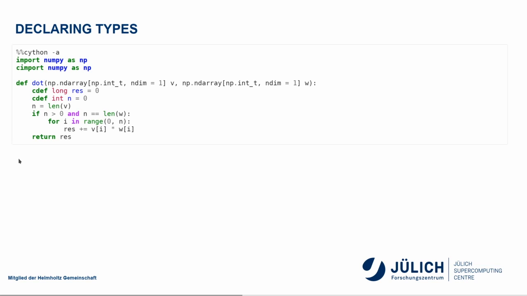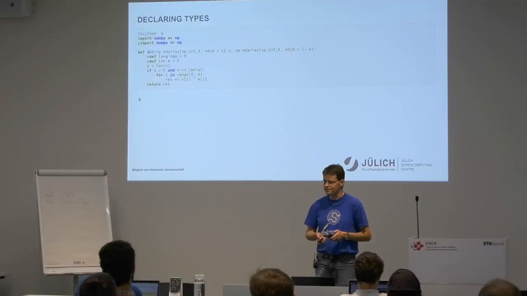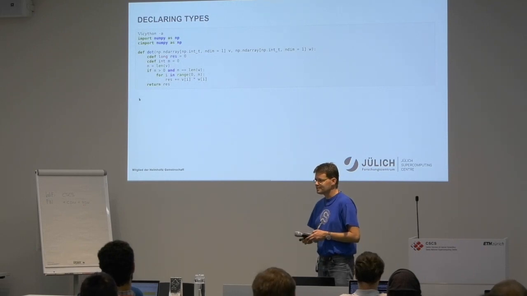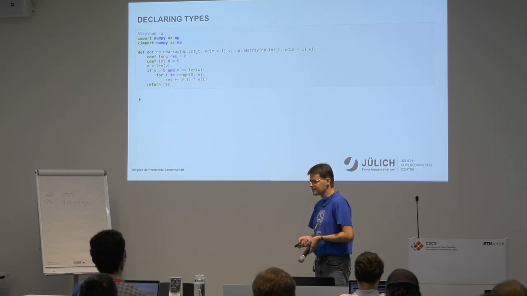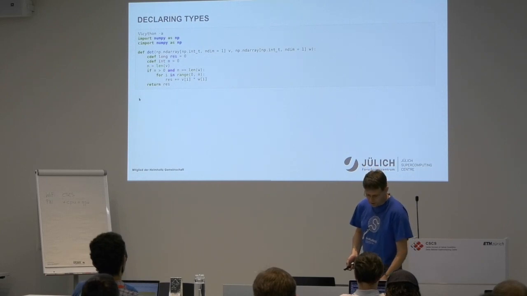But now this, yes? So is this int now really a C int or is it more a Python int? The question was if the int is now a C int or a Python int. And the answer is, since that's a cdef in front of it, it's a C int. It actually is not visible outside of this function. It's not visible to Python at all.